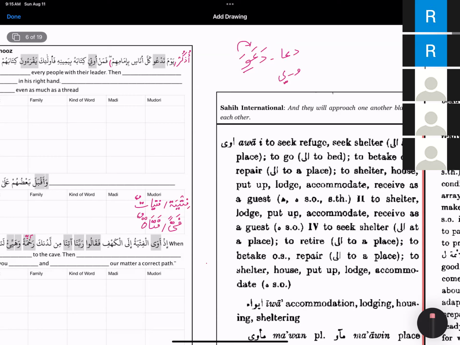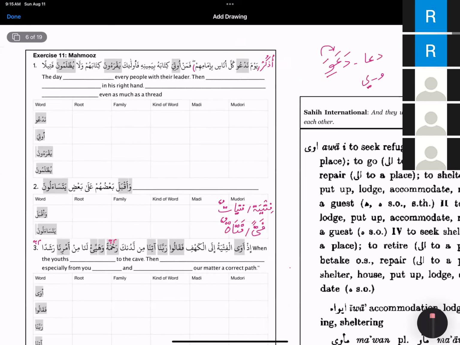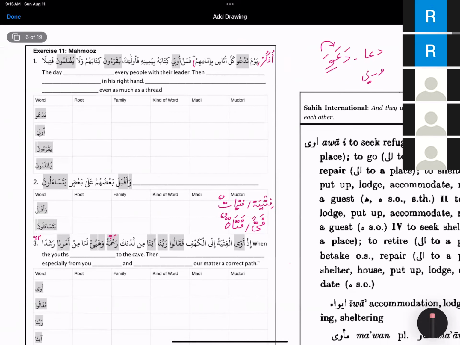Then faman utiya kitabahu. So what is utiya now? Majhul. What are the root letters? Hamza, ta, ya. Ata, yati. So what kind of irregularity? Mahmuz al-fa. Very good. And what bab is it making?